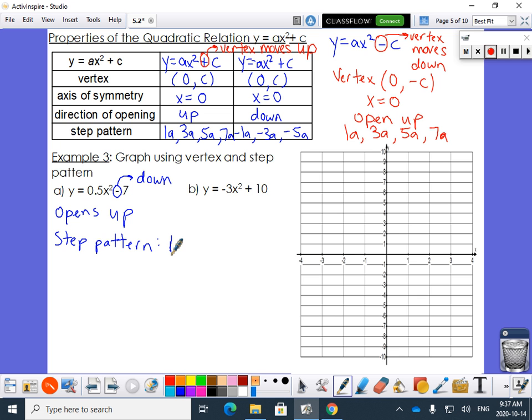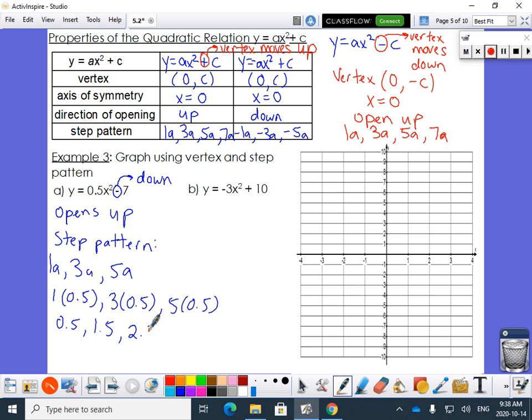Step pattern. One A, 3A, 5A. What is A? Good. 1 times 0.5, 3 times 0.5, 5 times 0.5, and we get 0.5, 1.5, and 2.5. So we're going to graph that now.